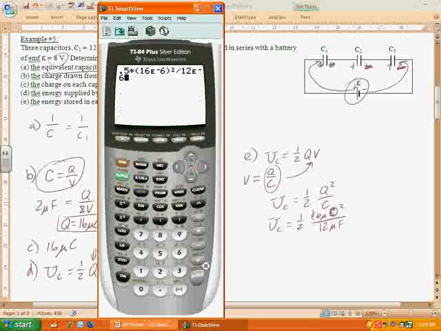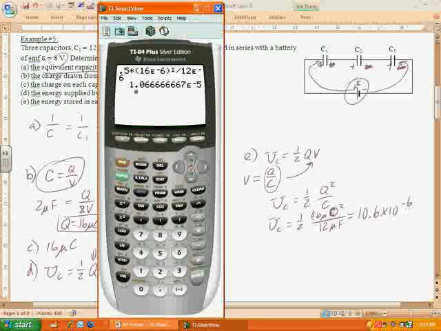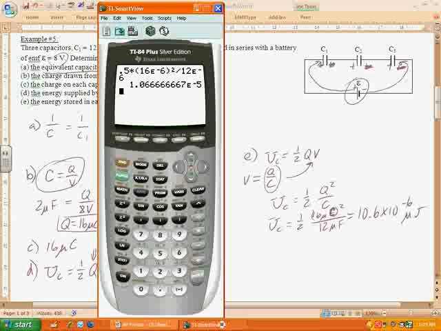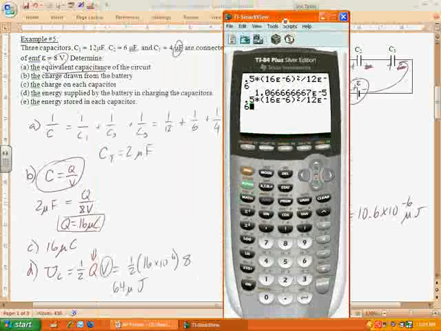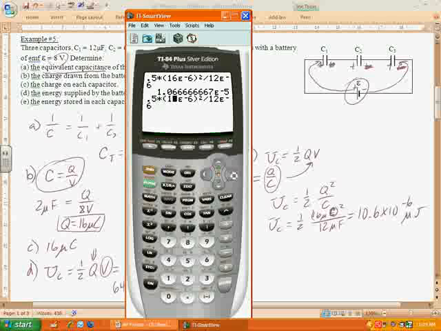And then I can do the same thing for the 6 microfarad and the 4 microfarad. So let's just go in and change the 12 to a 6. And so for that one, we'll get 21.3 microjoules. Sorry, I don't need the negative 6 if I have the microjoules there. And then for the last one, we'll do it again, but this time for the 4 microfarad one. And so 32 microjoules.